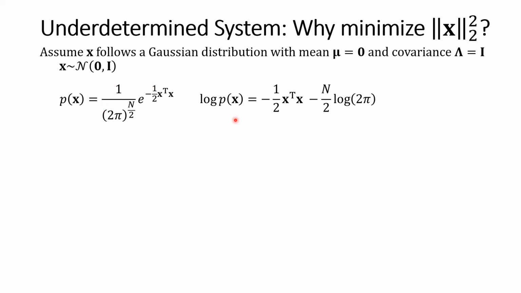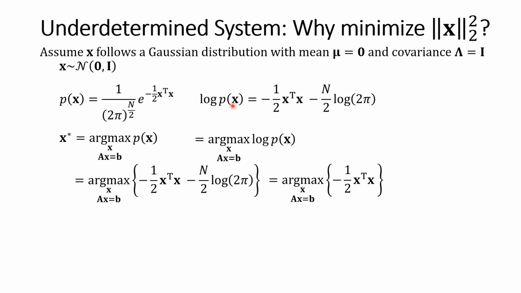If we take the log of the probability, we get negative half x transpose x minus n over 2 log 2 pi. Now, x star, our solution, would be the one which is most likely, which has the highest value of the probability subject to Ax equals b. We could formulate our problem in this manner. But instead of maximizing the probability, we simply choose to maximize the log probability. Now, plugging in the value of the log probability, this is what our objective boils down to.